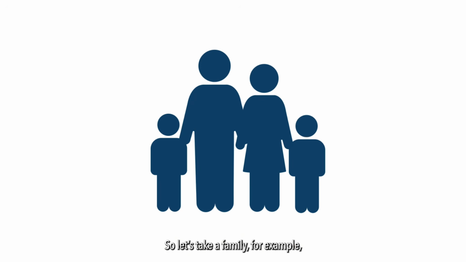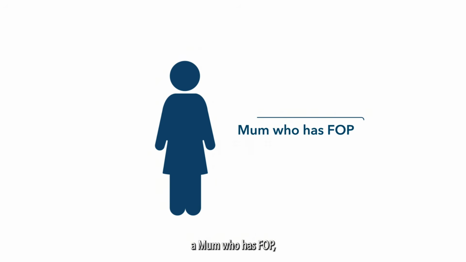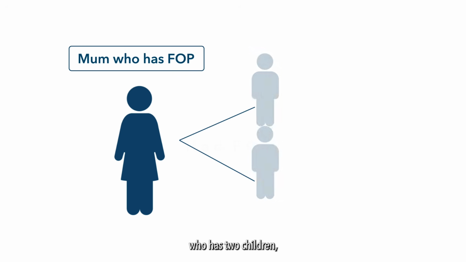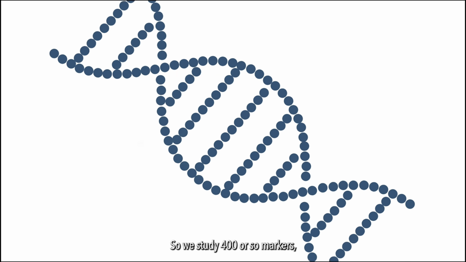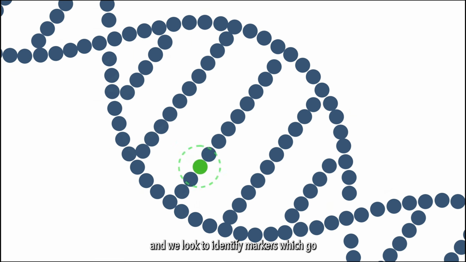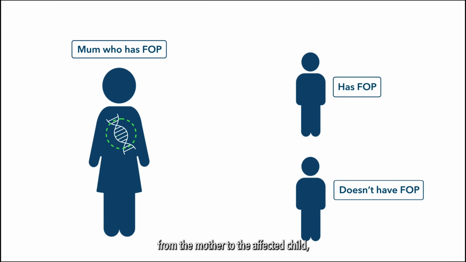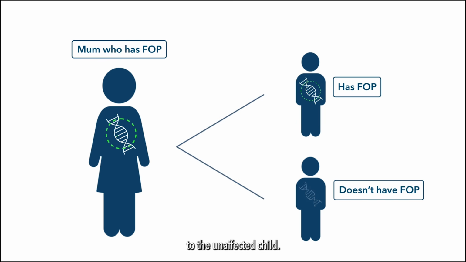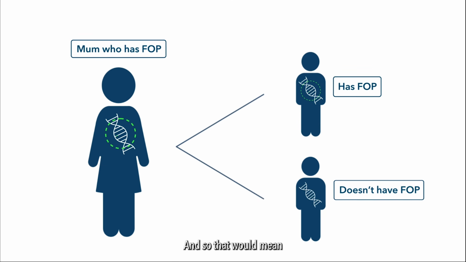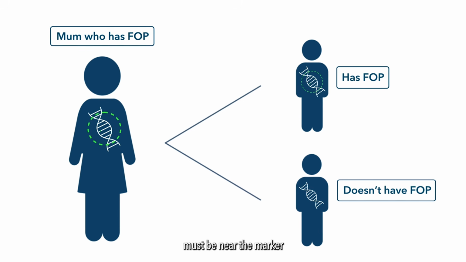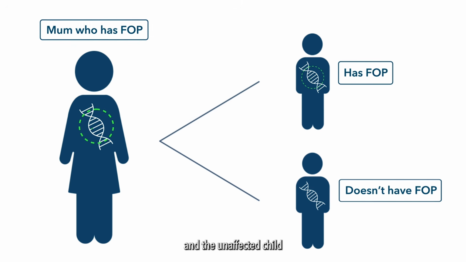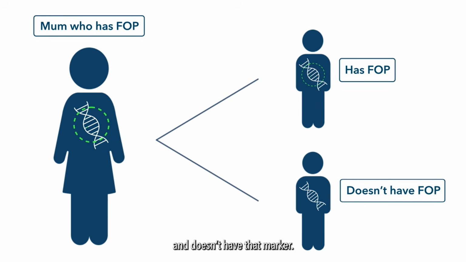So let's take a family, for example, where you have a mum who has FOP, who has 2 children, one of whom has FOP and the other one who doesn't have FOP. So we study 400 or so markers, and we look to identify markers which go from the mother to the affected child, but do not go from the mother to the unaffected child. And so that would mean that the gene that's actually causing the FOP must be near the marker that went to the affected child, and the unaffected child doesn't have the gene and doesn't have that marker.